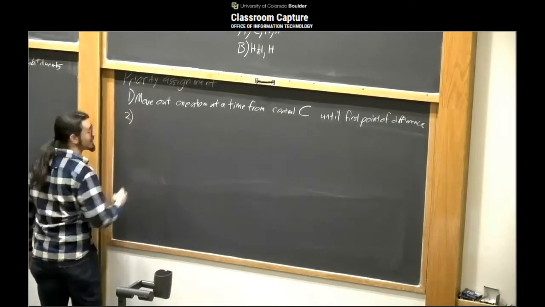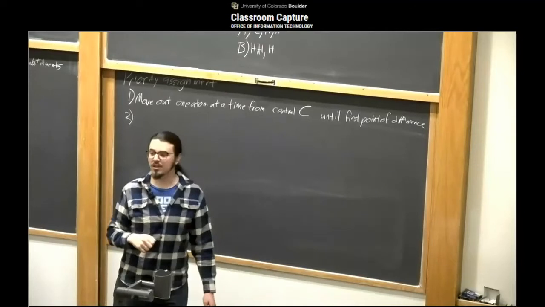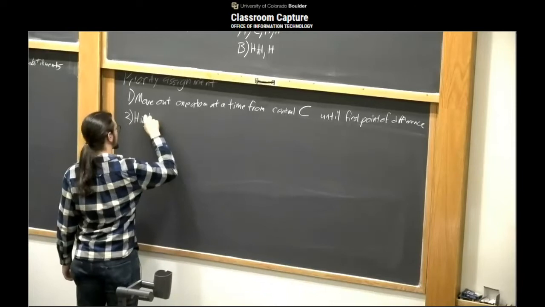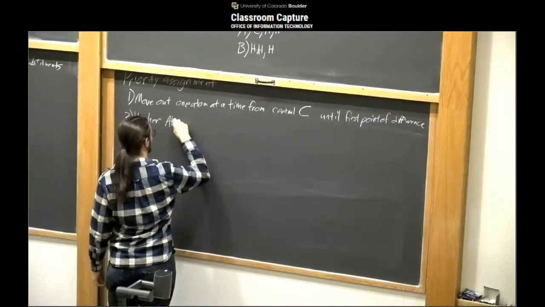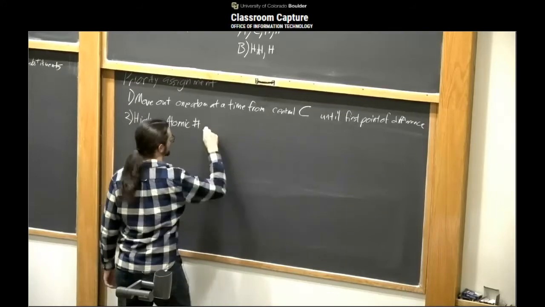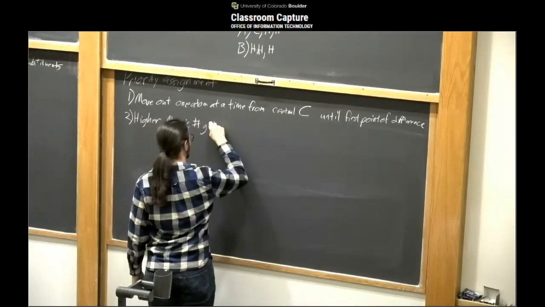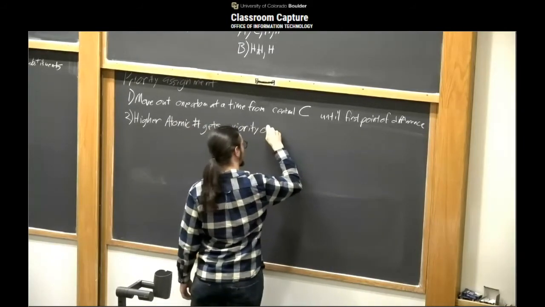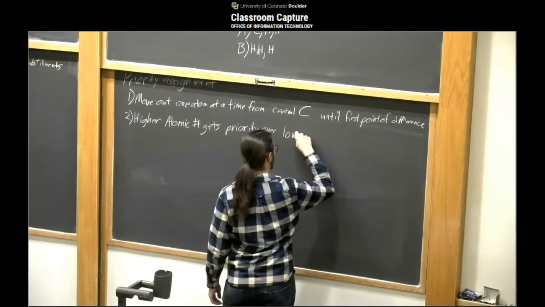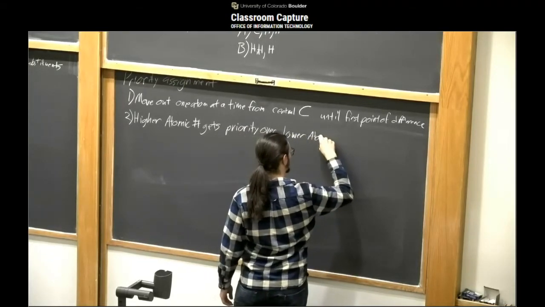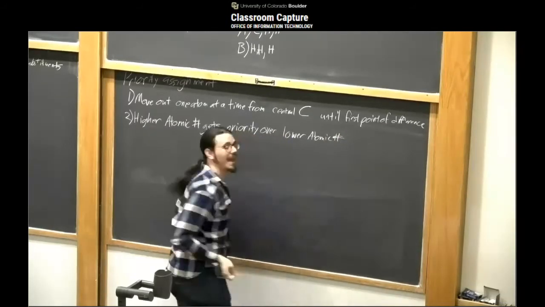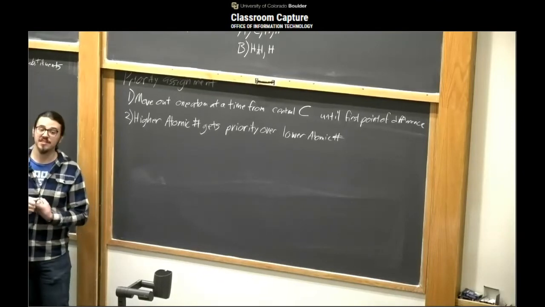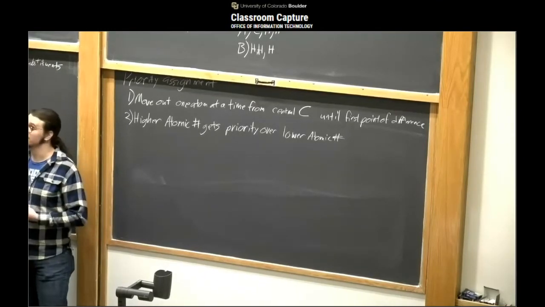The second rule in priority assignment is that higher atomic number has priority over lower atomic number. And as a special condition in this one, if you have two atoms that are of the same nucleus and they are different isotopes, the heavier isotope gets priority.